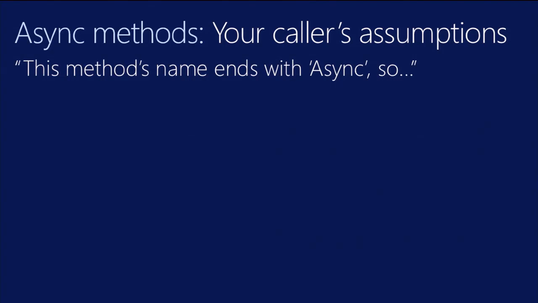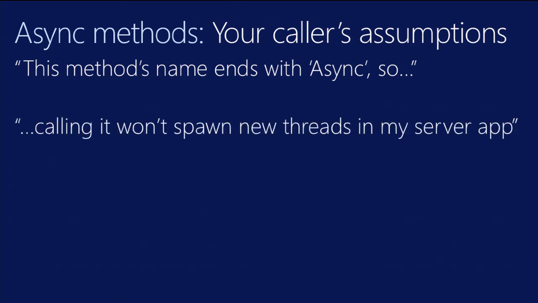So let's look at each of these in turn. For async methods, what are the assumptions people are going to make? Some consumer is going to come up to your library. They're going to read a bit of your documentation, maybe, maybe not, look at the XML doc comments, and they're going to see, hey, here's a method. Its name ends with Async. So if I'm in a server app, I bet this method's not going to spawn off new threads, because I'd spawn them myself if I wanted them. So I can trust this method to be a good citizen on my server and not kick off new threads.